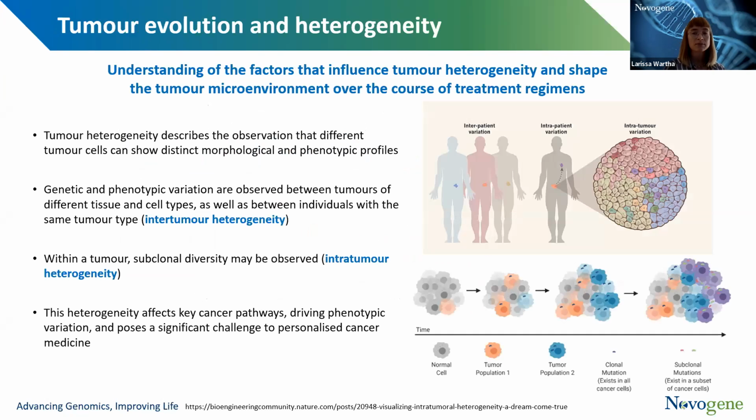So in fact, an important concept to consider when investigating cancer is tumor heterogeneity, which is when different tumor cells show different morphological and phenotypic profiles. Understanding the influential factors is crucial, as it is a huge challenge to personalized cancer treatments. For example, we have intertumor heterogeneity, which is a genetic and phenotype variation that can be observed between tumors of different tissue and cell types. But there are also differences between individuals of the same tumor type. And we also have intratumor heterogeneity, which occurs within a tumor, where subclonal diversity can be observed.